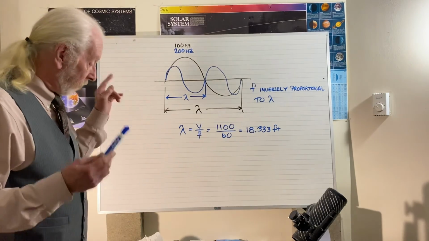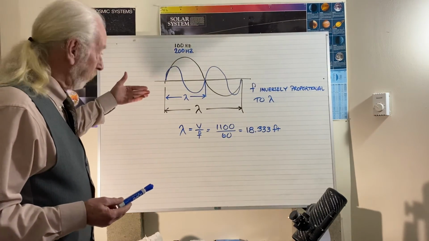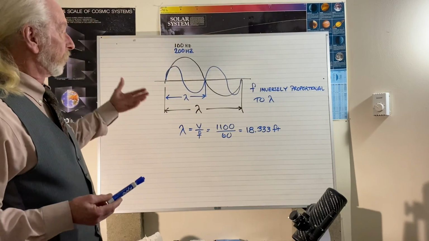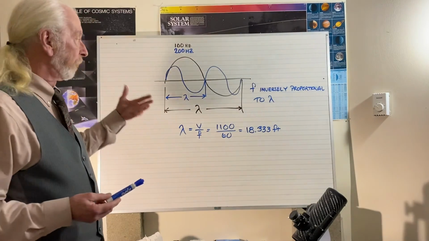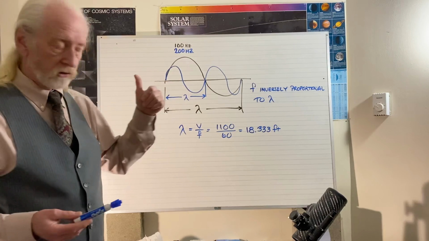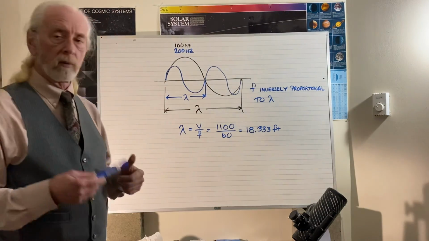All right. So that's our basic intro. Just understand these basic relationships between frequency, wavelength, and the velocity of a wave. We'll pause here and then we'll go to the next page.